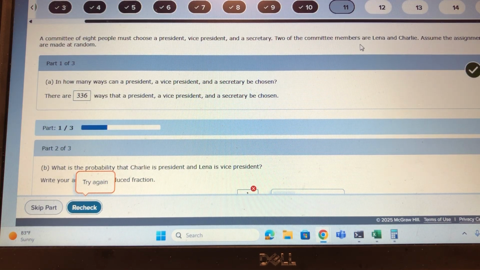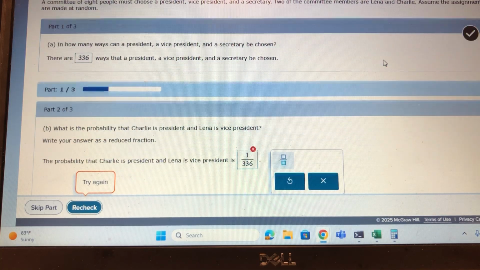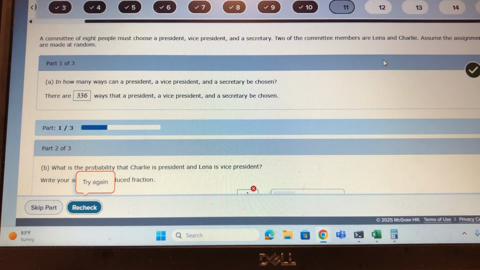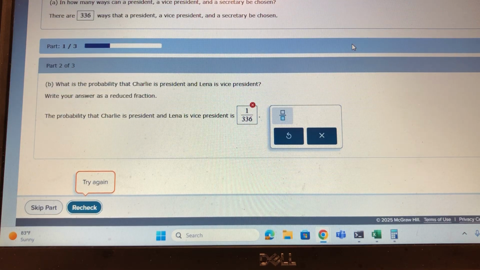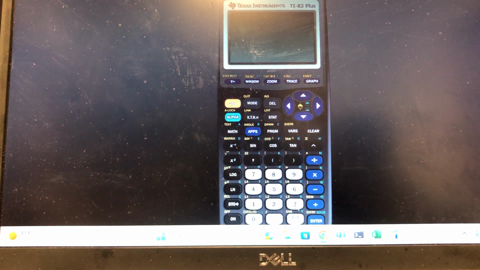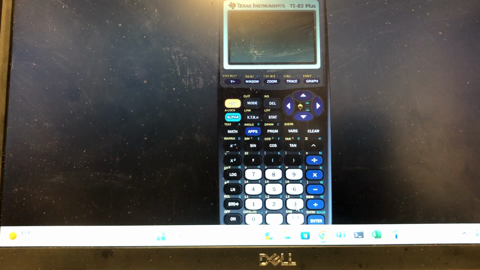Two of the committee members are Lena and Charlie. Okay, so maybe they're counting the fact that, since I'm picking three people, maybe it's two. Here's what I'm thinking. Let me try this and see if this works. Maybe there's three people getting chosen for these officer positions, and I'm working with two of them. I need to choose two out of the three.